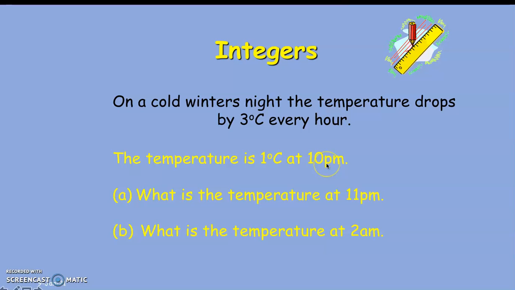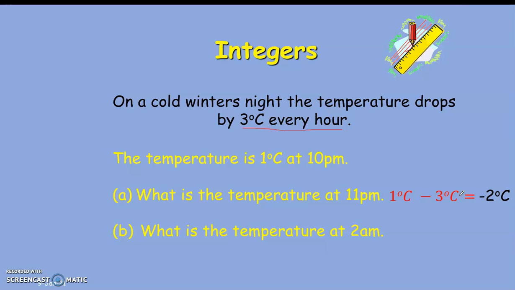So we're going from 10 p.m. to 11 p.m. That's the first thing we're looking at. So that's a difference of 1 hour. In the question, it tells me that the temperature drops by 3 degrees Celsius every hour. So if I go from 10 p.m. to 11 p.m, I need to start at 1 degree Celsius and I need to subtract 3 degrees Celsius. 1 take away 3 will give me an answer of -2 degrees Celsius. So at 11 p.m, the temperature is -2 degrees Celsius.